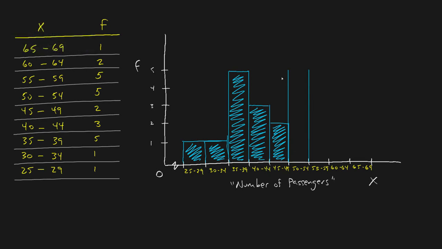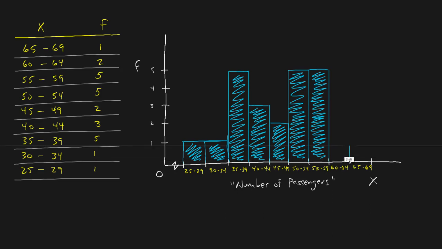No, I don't want to do that. And 55 to 59, again, that's another 5. So let's see. 60 to 64, that's only 2. And the very last category, 65 to 69, that one is a 1.